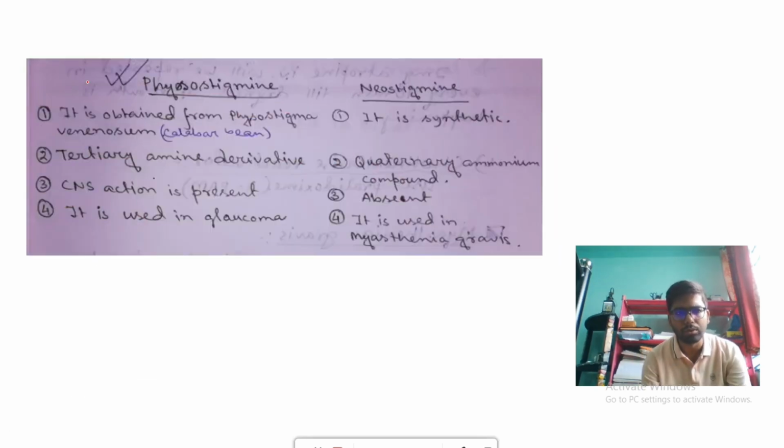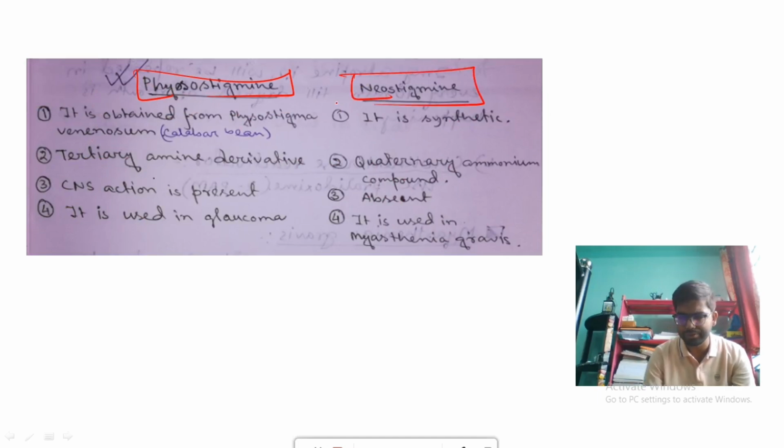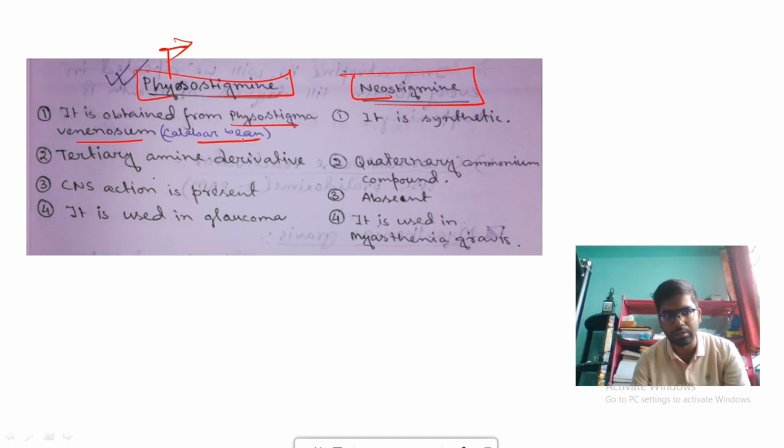So let's take a quick look at the difference between physostigmine and neostigmine. Physostigmine is obtained from Physostigma venenosum. It is made from the Calabar bean.